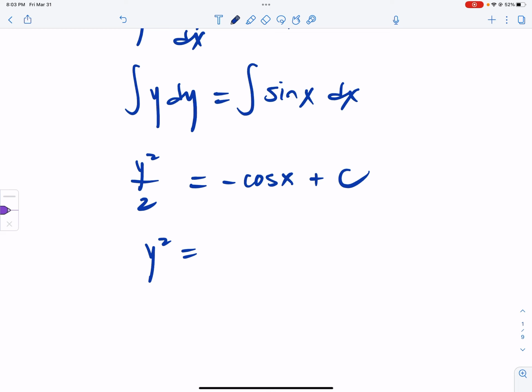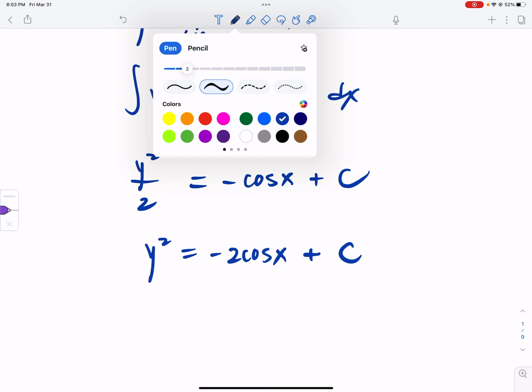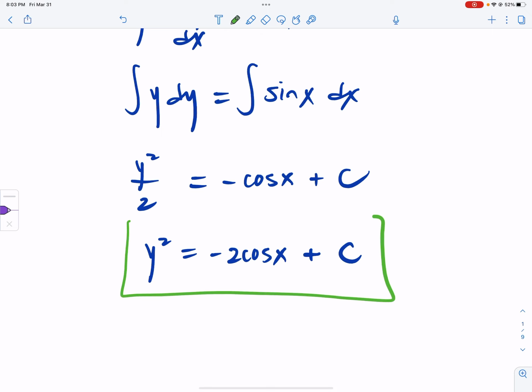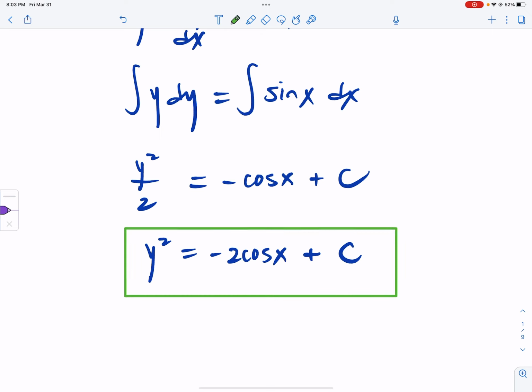And again, we would probably not solve for y explicitly here. We'd end up with 2 different equations, but we could think about multiplying by 2 on each side of the equation. And again, we can think about that c as absorbing the 2. So 2c is still just an arbitrary constant. So that's a representation of the general solution set to that differential equation.